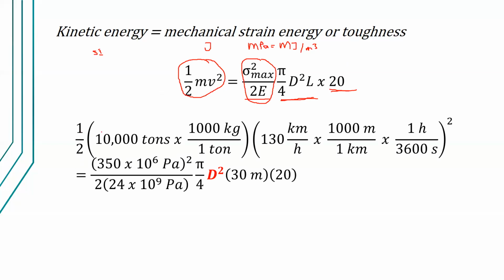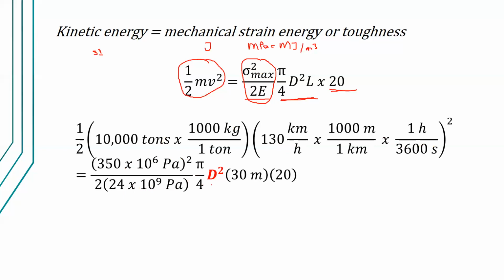So simply, you can just substitute the givens. M, the mass of the train, is 10,000 tons, and 1 ton is 1,000 kilograms. Velocity is given as 130 kilometers per hour. Just convert that to meters per second, so we would like to have all units in the metric system. Sigma max in terms of Pascal is 350 times 10 raised to 6 Pascal squared, over 2 times E, 24 times 10 raised to 9, kasi 24 gigapascal yan.